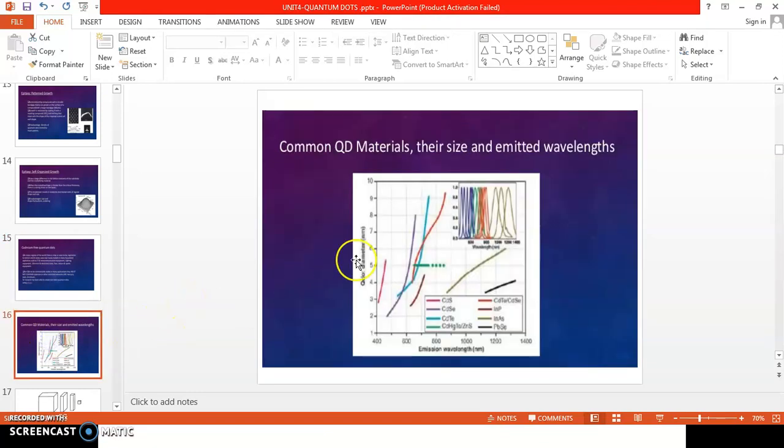Then, common quantum materials, their sizes and emitted wavelengths are given. Here you can see the emission wavelength and the quantum dot diameters. Here, the various combinations of quantum materials and the wavelengths they produce are given.